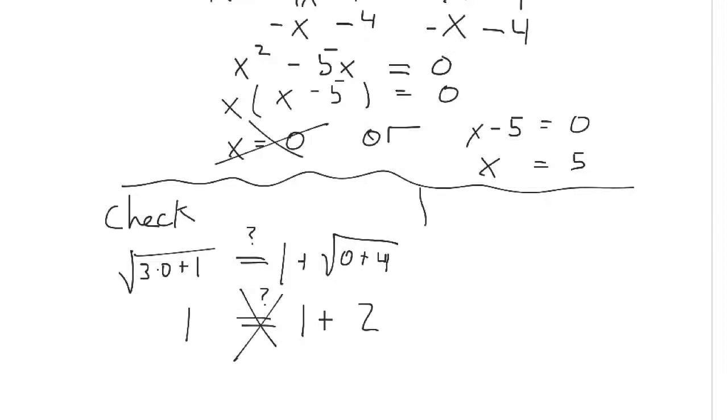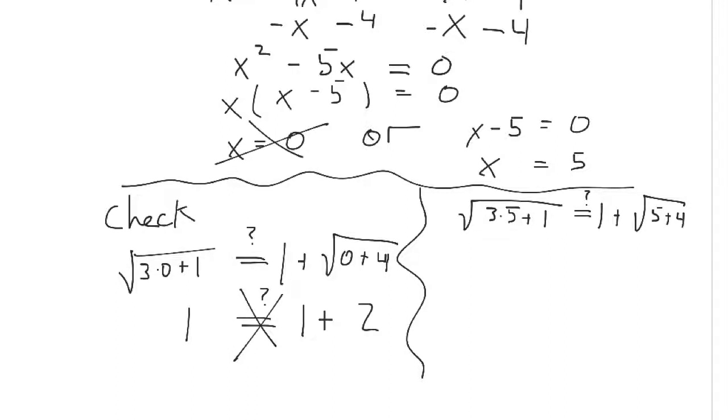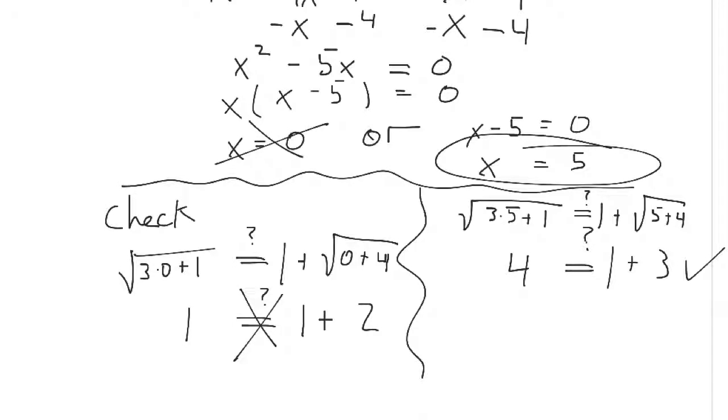Let's check to see if 5 is. That would be the square root of 3 times 5 plus 1. Is that equal to 1 plus the square root of 5 plus 4? Simplifying, we get the square root of 16, which is 4. Is that equal to 1 plus the square root of 9, which is 3? Yes, it is. So x equals 5 is our solution.